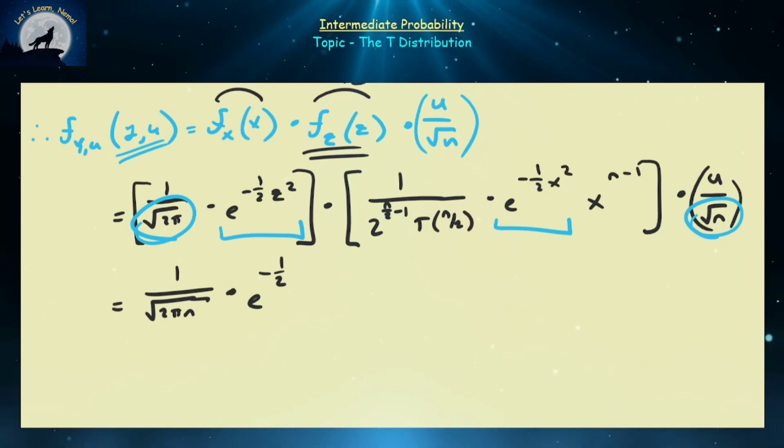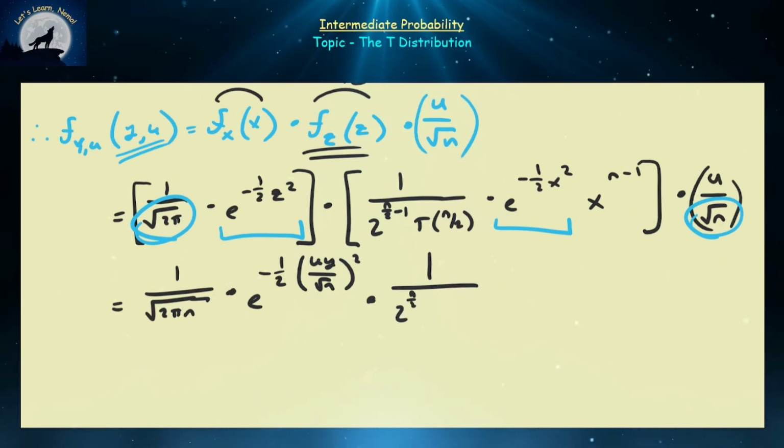So if we do that, we're going to have e to the power of minus 1/2 z squared, but z is the same as uy all over the square root of n squared. And then we're going to have times 1 over 2 to the n over 2 minus 1 gamma of n over 2, and then times e to the minus 1/2.